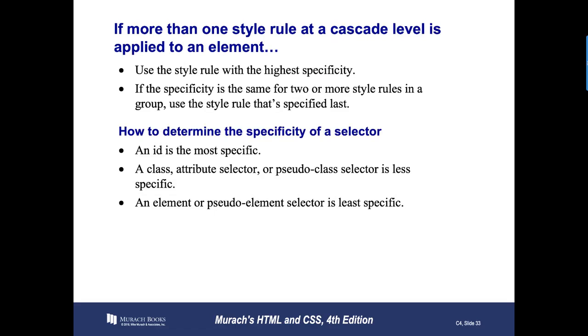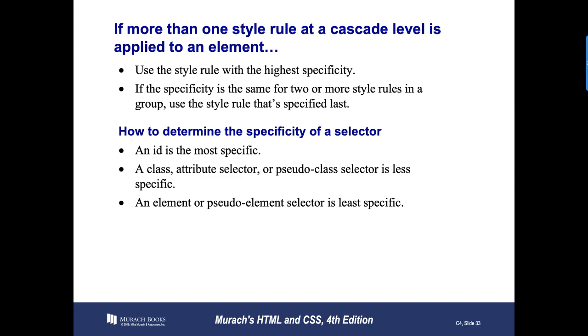All right. So if more than one style rule at a cascade level is applied to an element, use the style rule with the highest specificity. If the specificity is the same for two or more style rules in a group, use the style rule that's specified last. Now, how to determine the specificity of a selector, right?